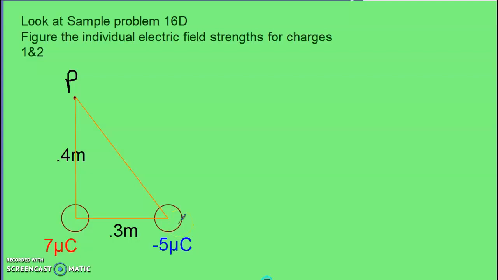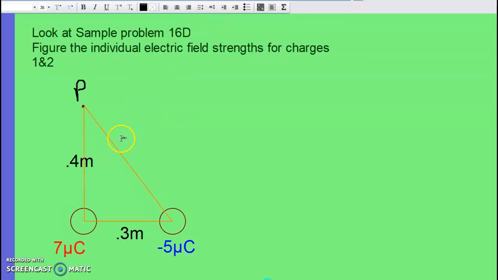Now, using your simple geometry knowledge, I think you can see it's a 3, 4, 5 triangle. So when we do our electric field, we're going to use the E equals K times Q over D squared. So let's type this stuff out here. Electric field for number 1, that's this 7 microcoulomb charge here, number 1. And this is number 2, our 5.